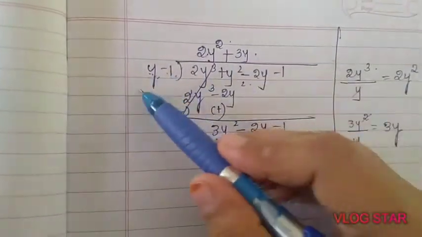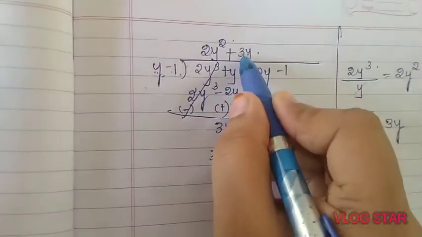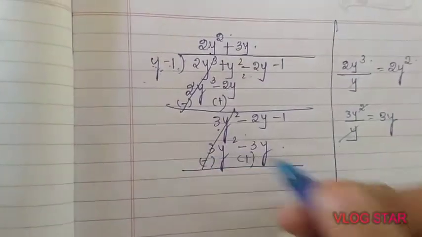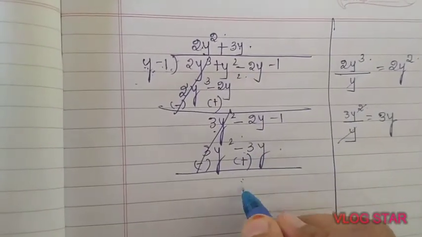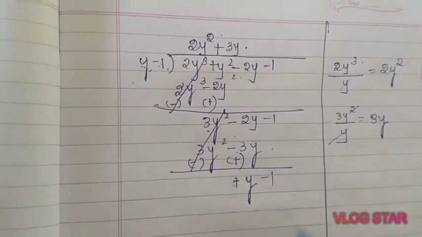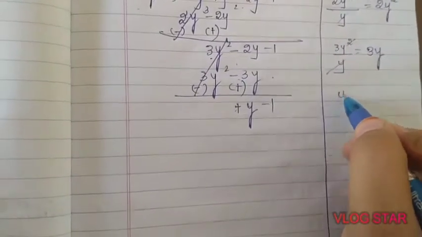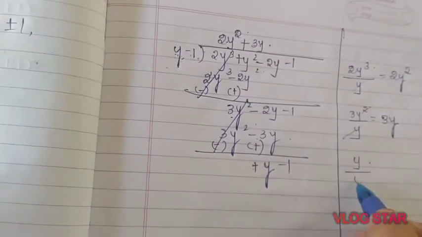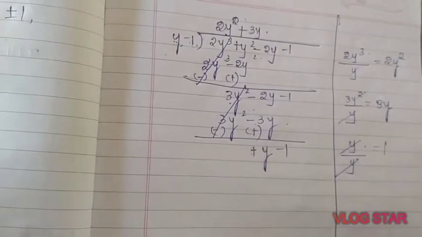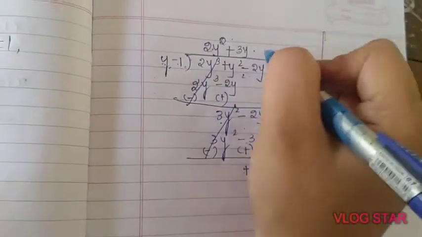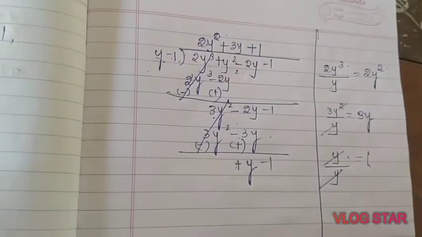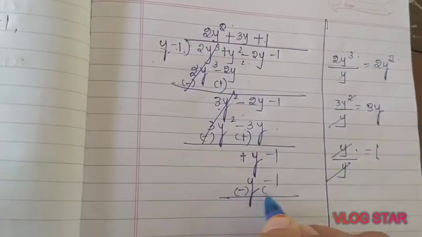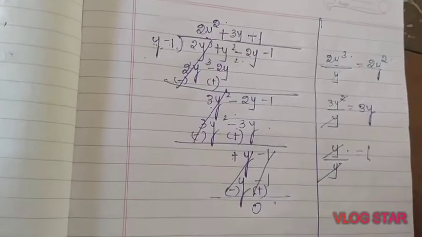Now 3y into y is 3y square. 3y into minus 1 is minus 3y. Change the sign, cancel it, and here you can see plus y minus 1. Again the same thing: y is the first term of the dividend and the first term of the divisor is y. y will get cancelled, 1 is remaining. So this is your third term of the quotient. I am going to write here the third term of the quotient, plus 1 into y, that is y, and here minus 1. Change the sign, it will get cancelled. So the remainder is 0.